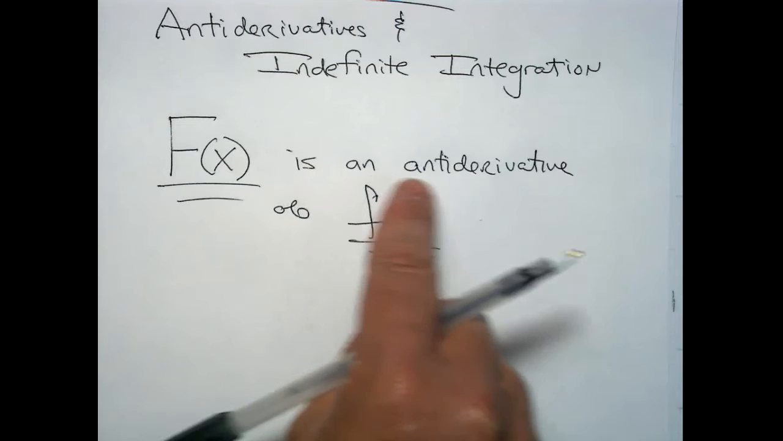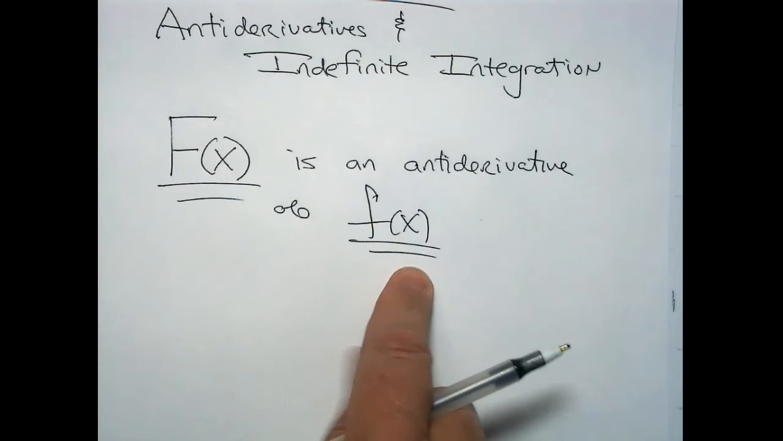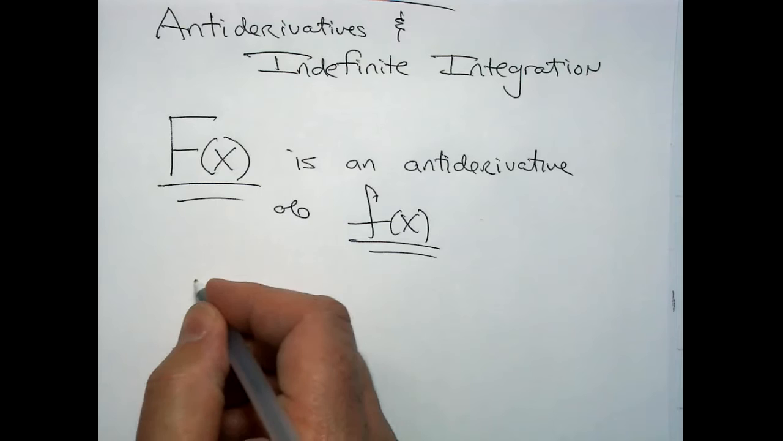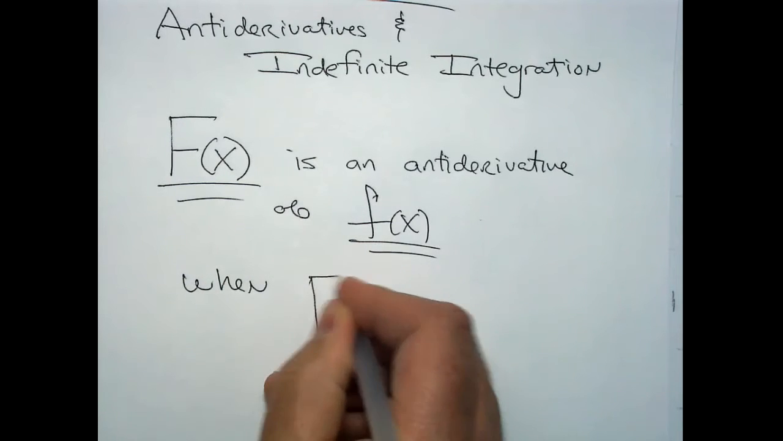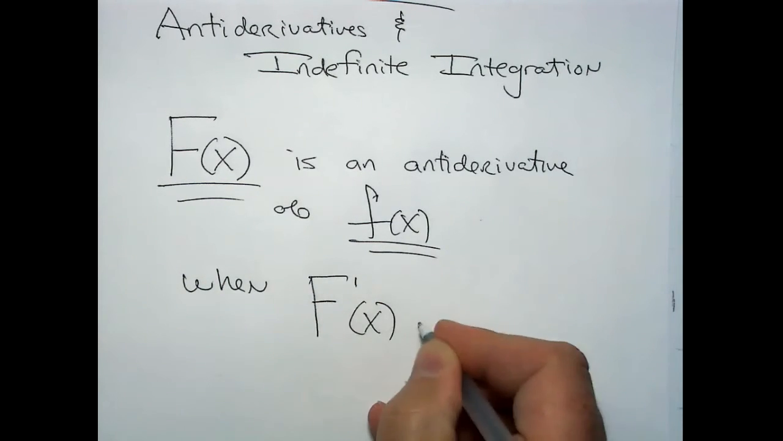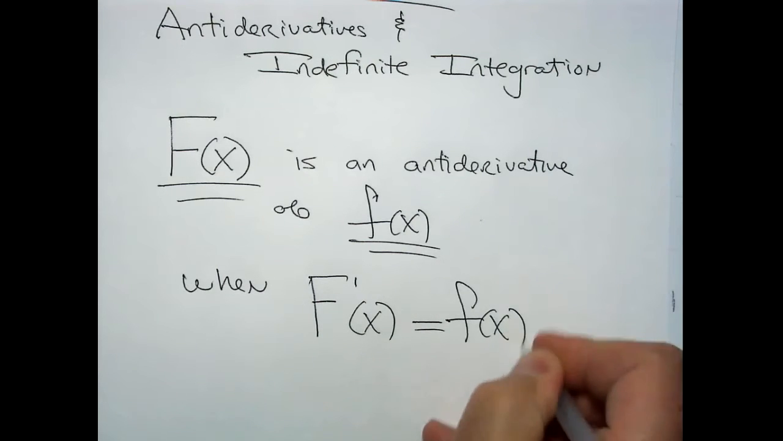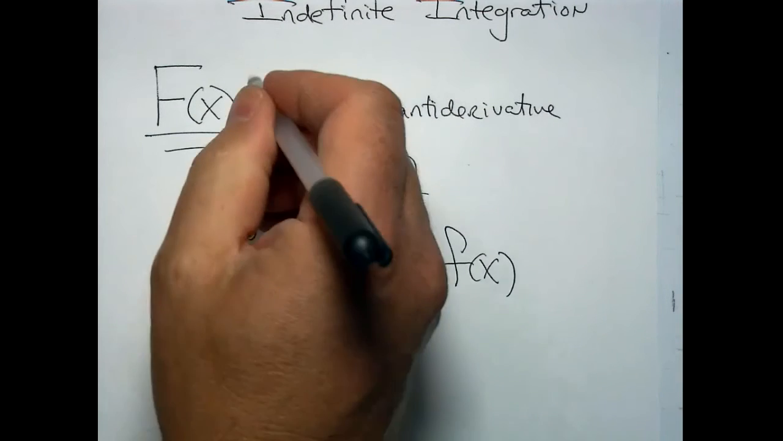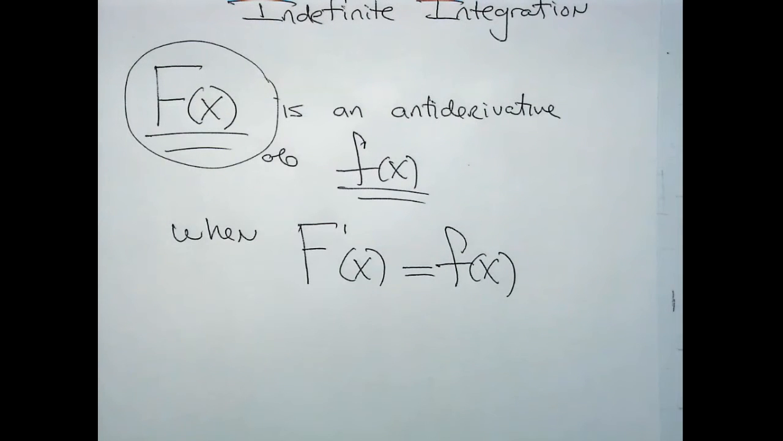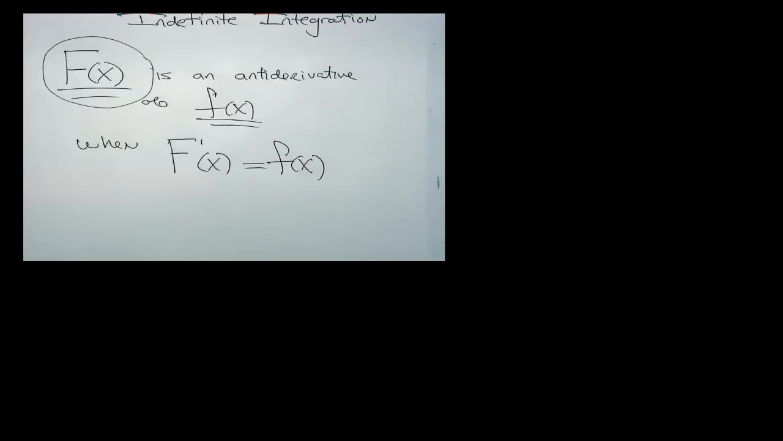Capital F of x is an antiderivative of another function, lowercase f of x, when capital F prime is equal to lowercase f of x. So capital F of x, that's the one that will become the antiderivative. And I will show you techniques as to how to discover the antiderivative. But for right now, what I'd like to do is try to verify that one function is the antiderivative of another, and then I'll show you the techniques as to how to discover these antiderivatives, how to go backwards.